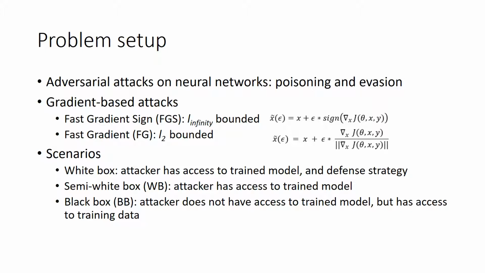But if the adversary does not have access to the original trained classifier, but only has access to the training data, that is called a black box scenario. In that case, the best that the adversary can do is try to guess the architecture of the classifier. So it trains its own model with the training data that it has and generates perturbations based on that.